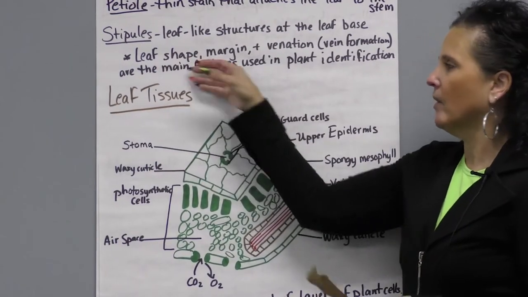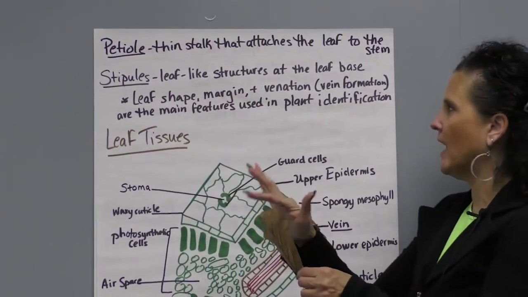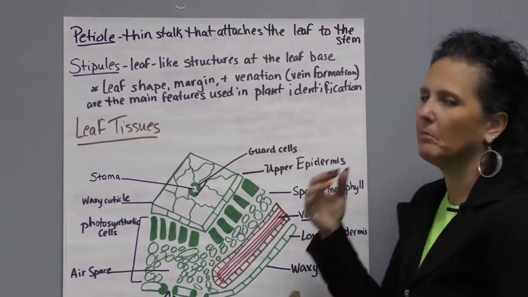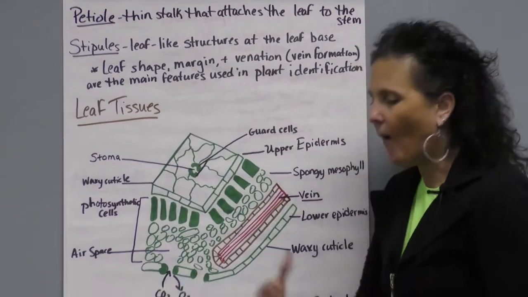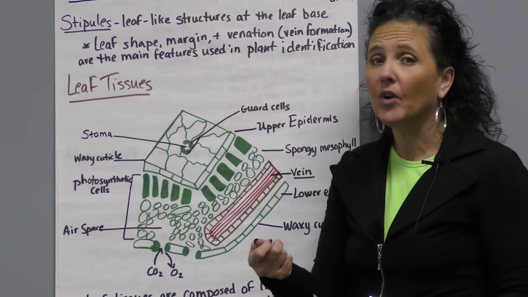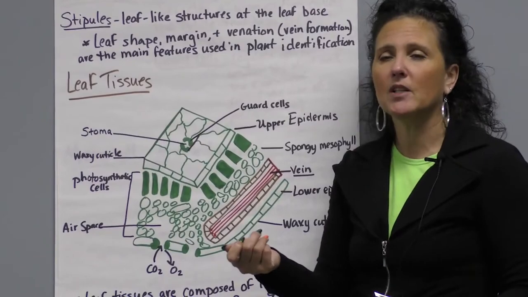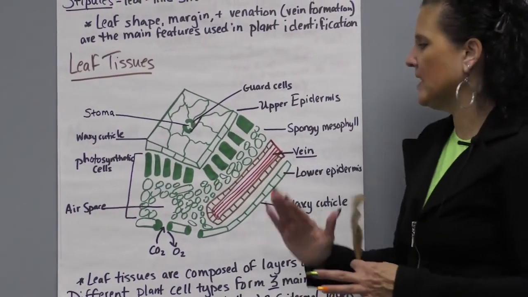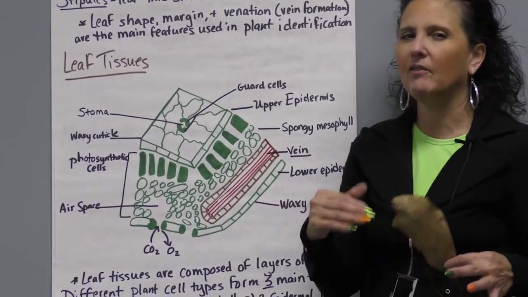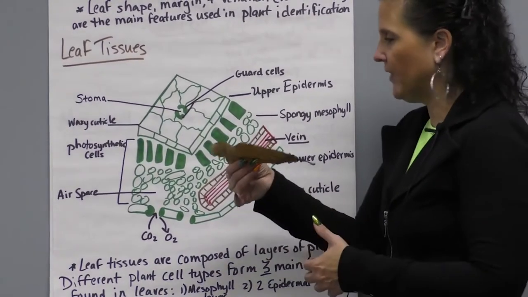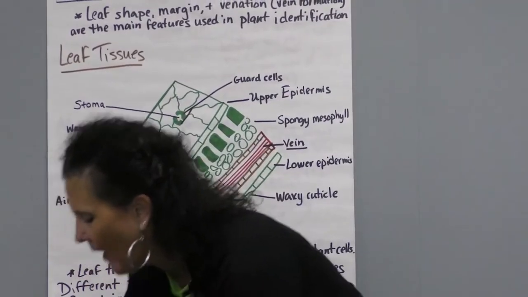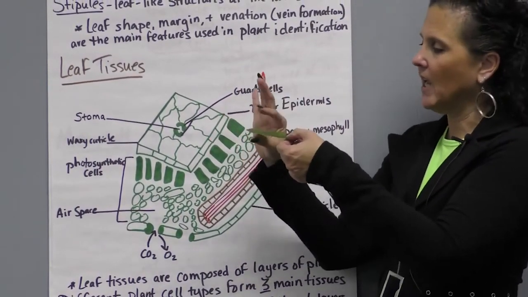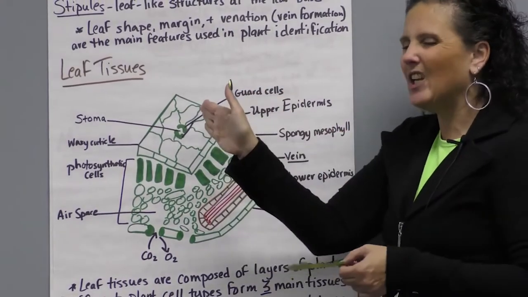Leaf shape, the margin, the outsides, and the venation, the vein formation, are the features we use in plant identification. So if we go out into the woods and we pick up a leaf, we can tell what tree it is to genus and species according to those features. I wanted to break this down a little bit for you and talk about leaf tissues. So if we were looking at this leaf, and let's look better here at the green one, and if we would take a cross section, you know what that means? We would cut this straight down and look into it.